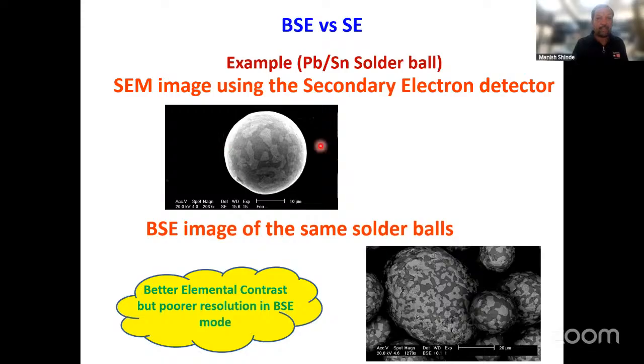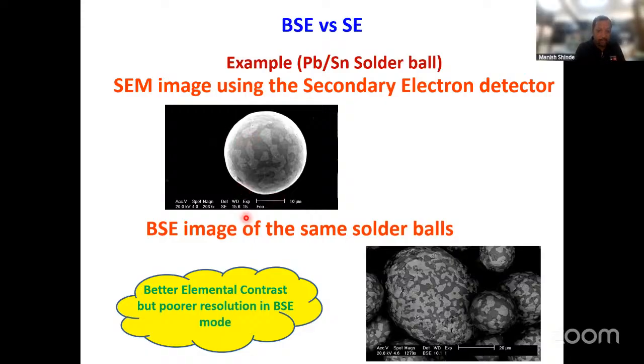This is a typical solder ball. The material used for soldering in electronics is basically an alloy called lead tin. It is an alloy of lead and tin. Now lead is a heavy element, tin is a low atomic number element. So it can generate this backscatter electron contrast. Lead will backscatter more electrons, tin will backscatter less electrons.